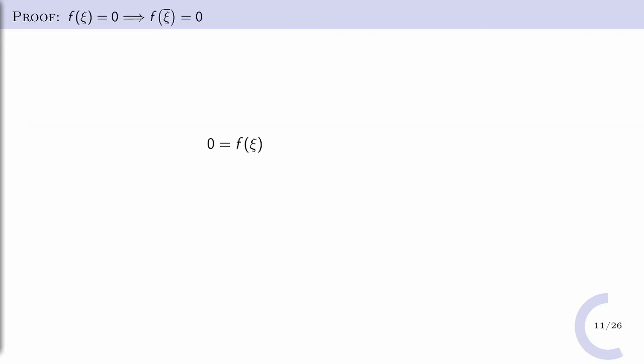So assume that f(xi) is 0 and expand the left-hand side. So 0 is f0 plus f1 xi plus f2 xi squared and so on, plus fn xi to the nth power. Now conjugate both sides. So we have a conjugate here, we have a conjugate here. But 0 is a real number, so if we conjugate 0, we get 0. And conjugation preserves sums and products, so we can express it this way.